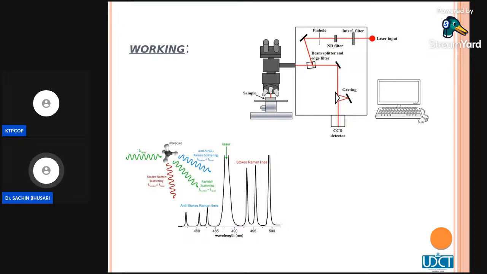Now the working. There is a display of the working of this Raman spectrometer, for student purpose. You can get the data. Pinhole is there, grating is there, CCD detector is there, and all this is integrated with software from the laser input to this. So you can collect the data. You can have this wave number versus frequencies.